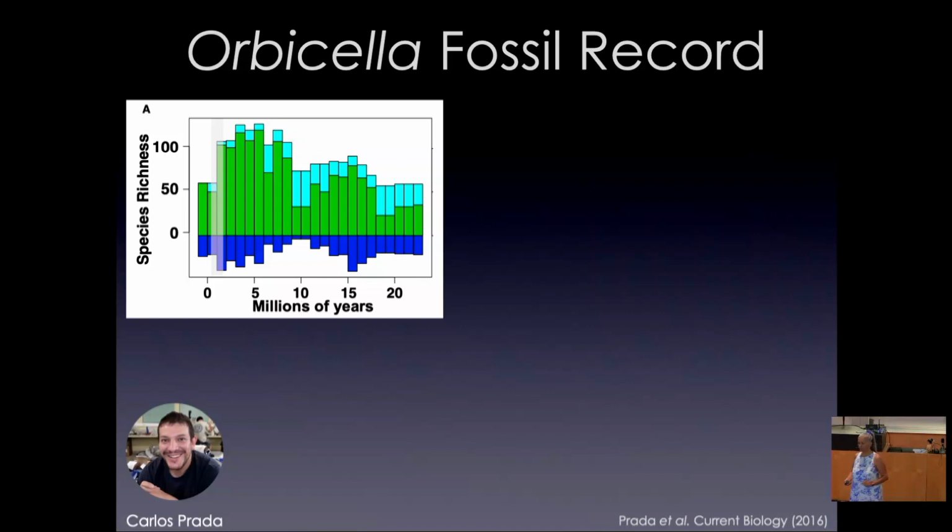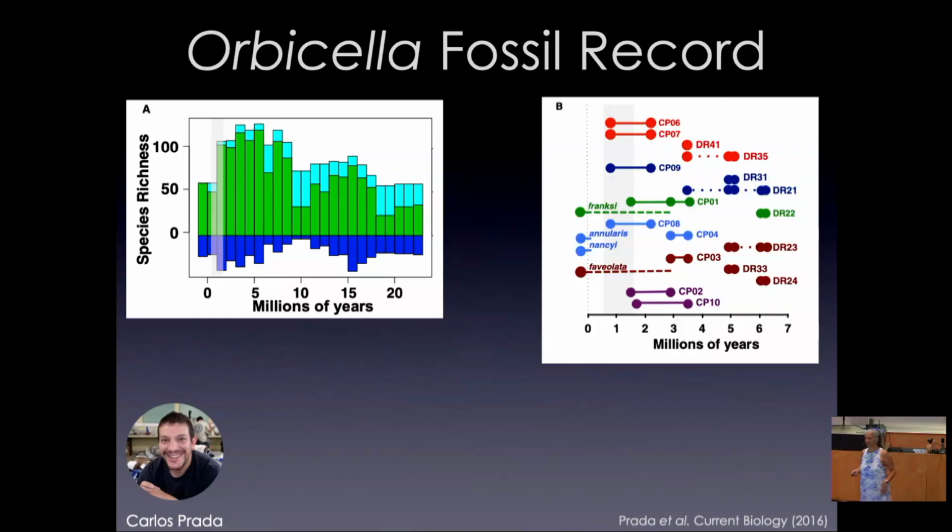So Carlos was a postdoc in my lab, and he wanted to understand, and he's still studying this, the evolution of the family. But this graph represents the species richness in corals in general in the Caribbean, and you see a dip around this time, and that's where there were a lot of extinctions because of changes in sea level.